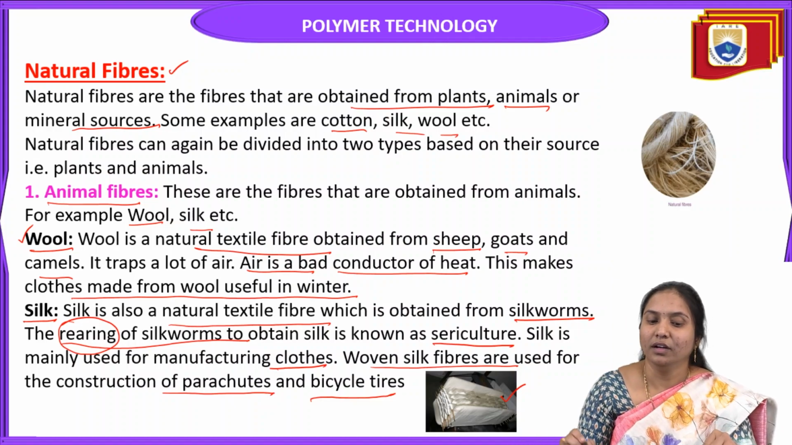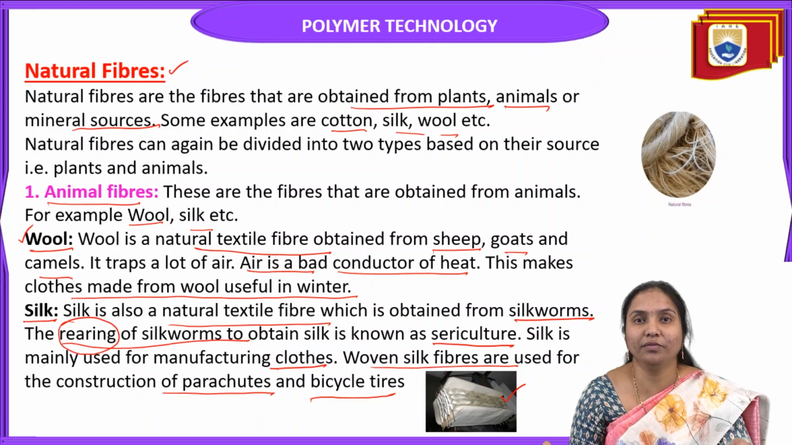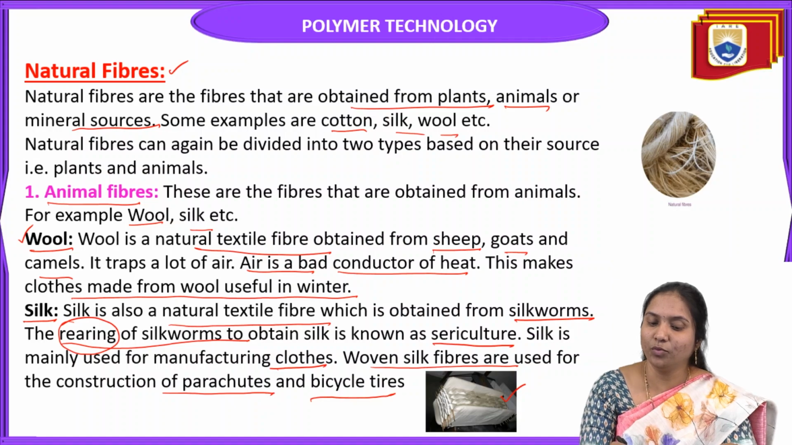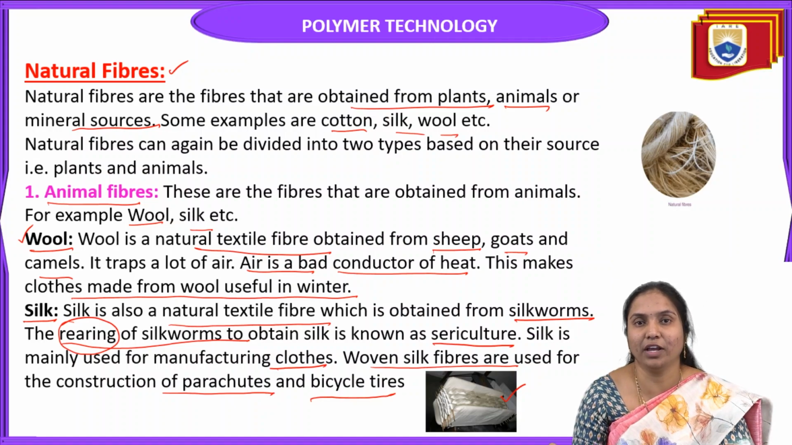So natural fibers are obtained from nature, that means plant, animal and mineral sources. Based on source, these natural fibers are again classified into two types: animal fibers and plant fibers. Animal fibers are obtained from animals, for example wool and silk. Wool is a natural textile fiber obtained from sheep, goat and camels.